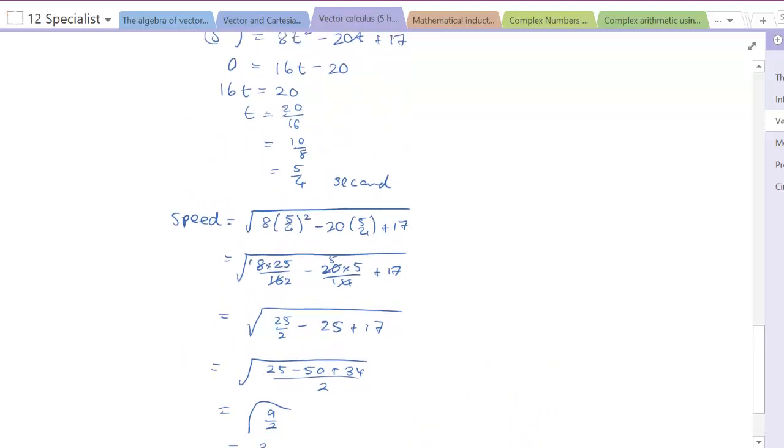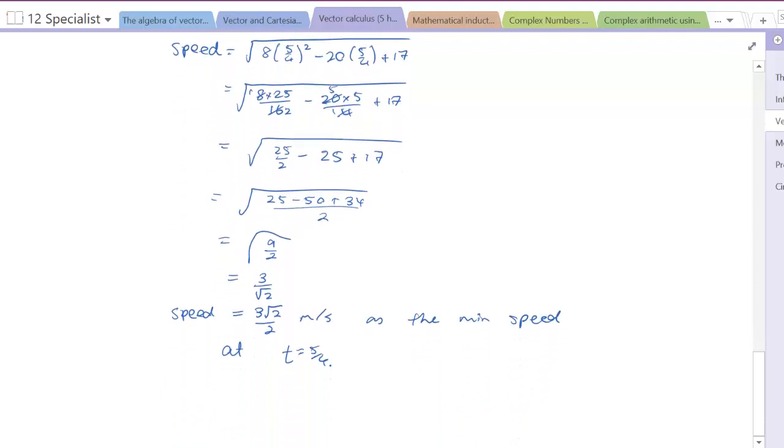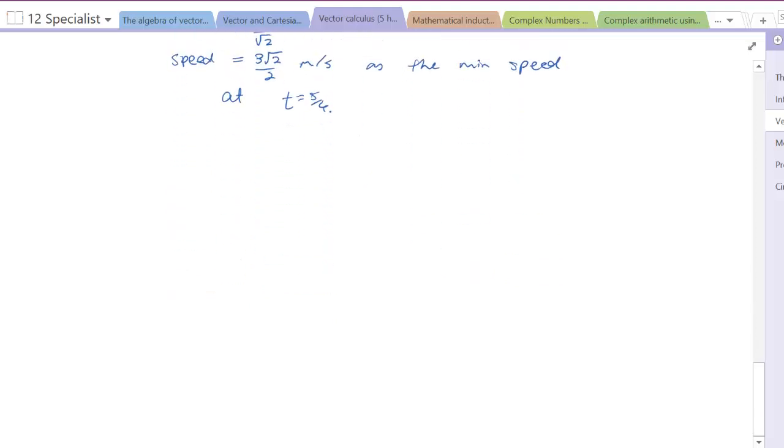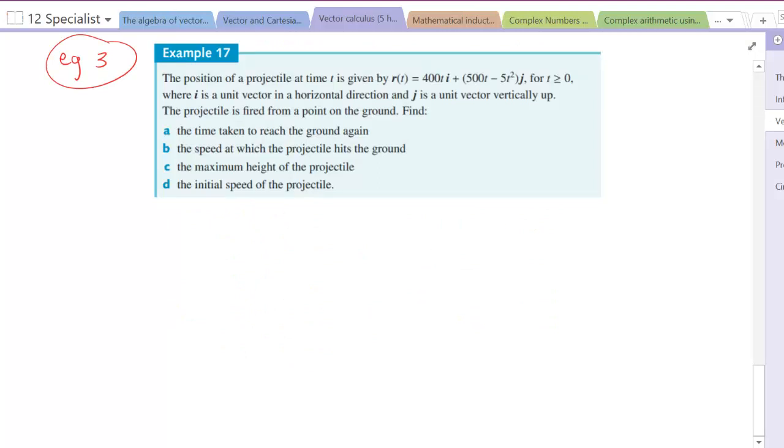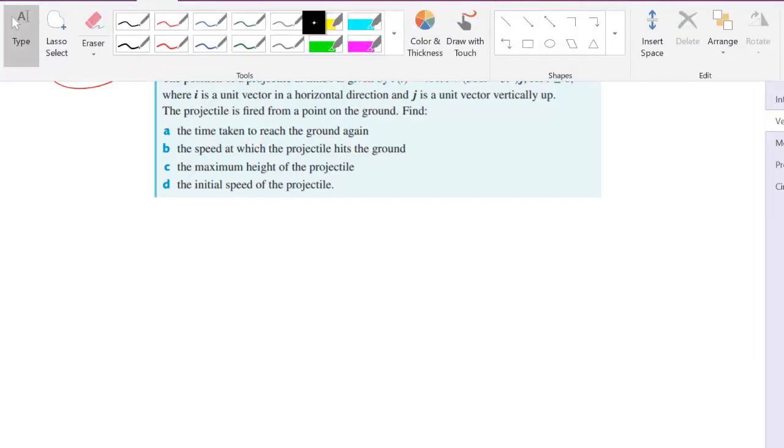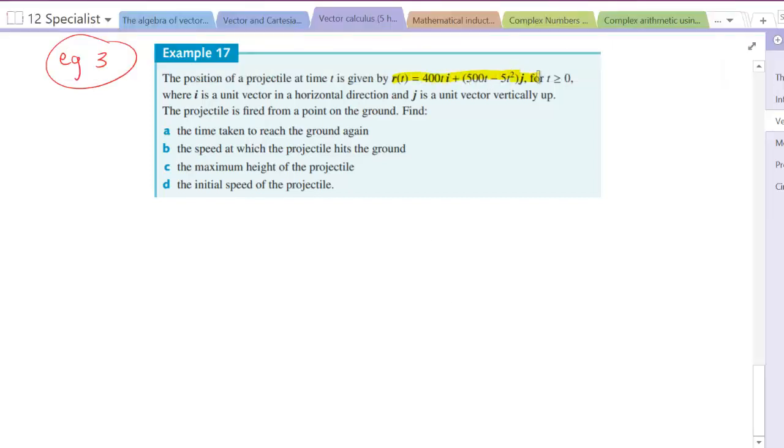Okay, so depending on whether you're calculating that out, you have to be careful there and not make any numerical errors. If that's a calculated job, there's multiple different ways to do it. Alright, so we'll look at another example. In example 3, we're looking at the position of a projectile at time t, and it's given by 400i plus (500t take 5t squared) j. That's when t is greater than or equal to 0.